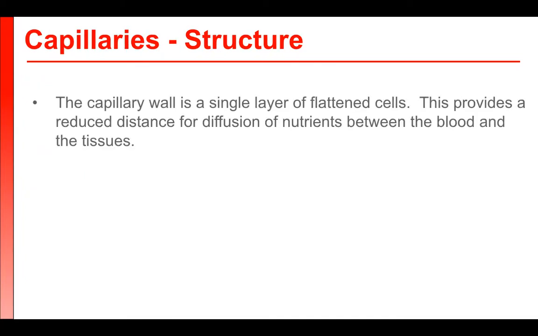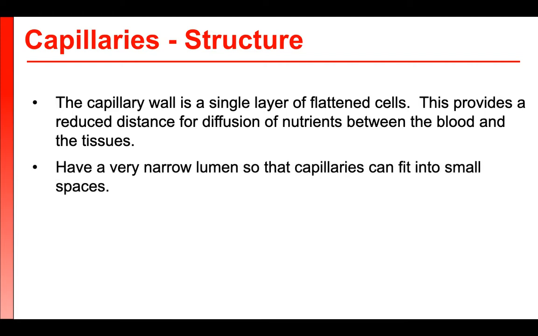Now if we look at capillaries, capillaries are quite simple in comparison. They are made up of a single layer of flattened cells so that there's a short distance for the nutrients and the gases to diffuse between the blood and the tissues. And they have a very narrow lumen so that they can fit into small spaces. So there's just a single layer of cells in the wall with a very narrow lumen.